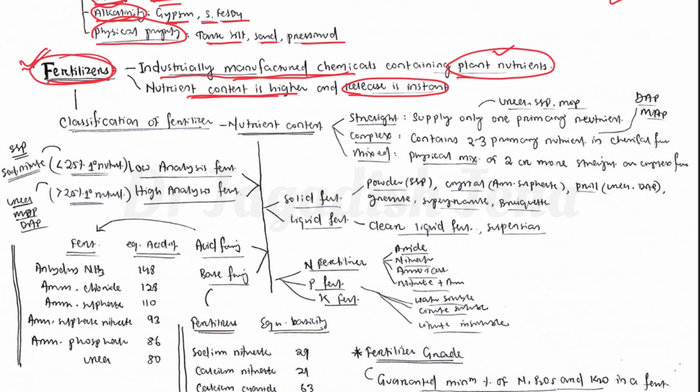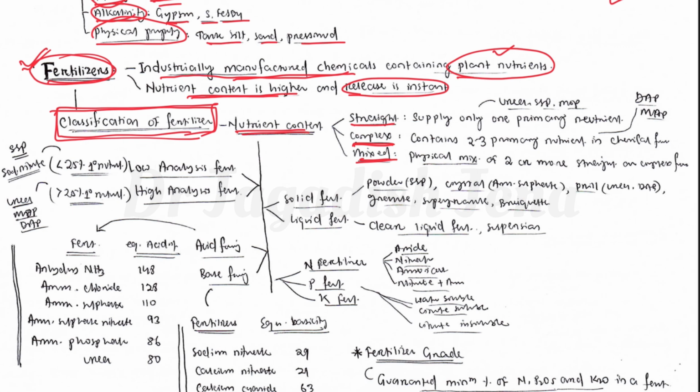Now if we classify the fertilizer, there are different types of fertilizer classification. We'll cover them one by one. Based on the nutrient content, meaning the number of nutrients the fertilizer contains, the fertilizer can be classified as straight fertilizer, complex fertilizer and mixed fertilizer.